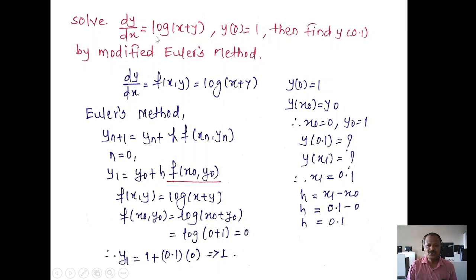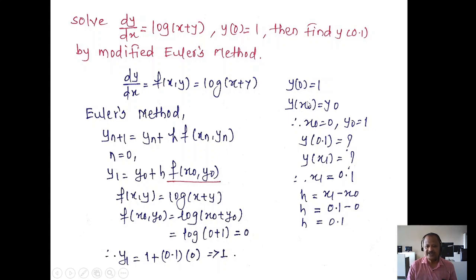Solve dy by dx is equal to log of x plus y, y of 0 is equal to 1, then find y of 0.1 by the modified Euler's method. Now, step number 1, we have to write what is given. Here given is dy by dx is equal to log of x plus y. So, I can write dy by dx is equal to f of x comma y is equal to log of x plus y. Then the initial condition is given: y of 0 is equal to 1. I can write y of x0 is equal to y0. So, this is the initial condition.